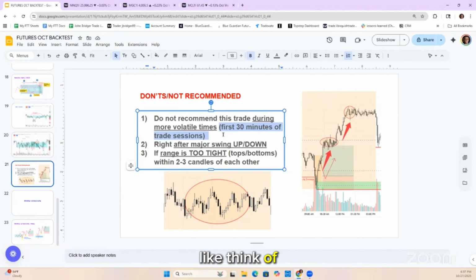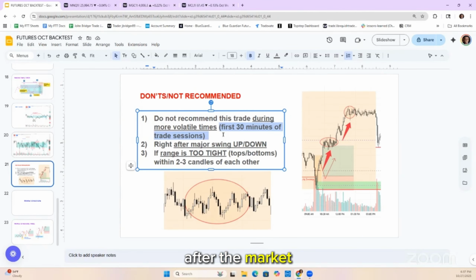Balance is kind of like, think of it as the market in a holding pattern. Well, it's not going to be in a holding pattern in the first 30 minutes, say from 8:30 to 10 o'clock. I would not be looking to take a balance trade at that time. But the London session, let's say from 5 to 8, yeah, if it's there, I'll take it.